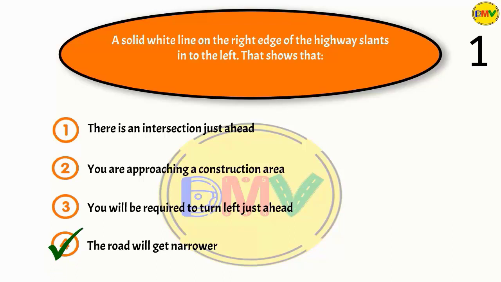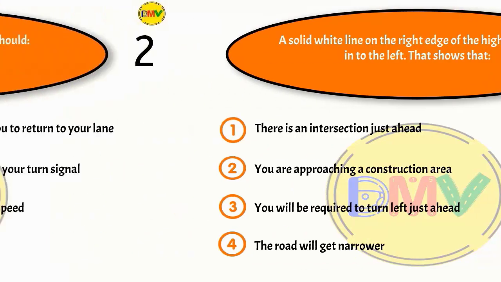The correct answer is 4. A solid line along the side of the road indicates where its edge is, marking the boundary between the travel lane and the shoulder. If the edge line angles toward the center of the road, this means that the road is narrower ahead.